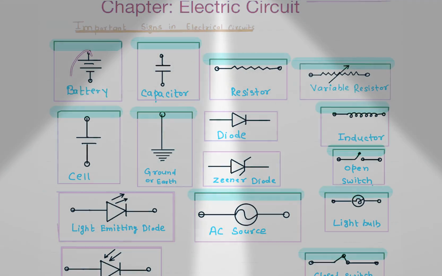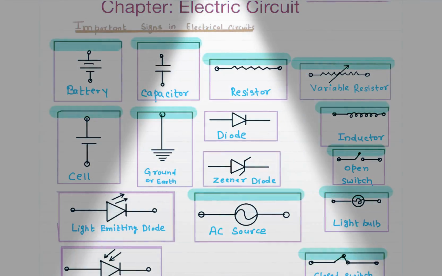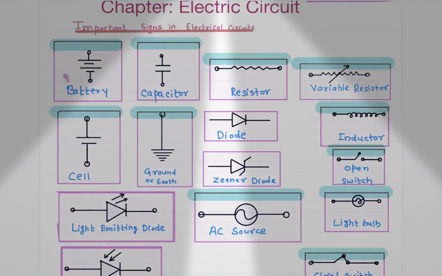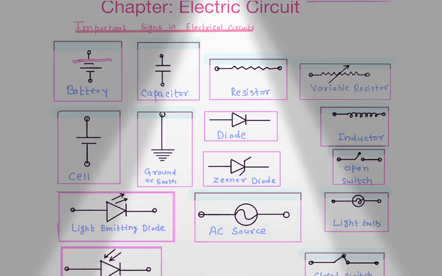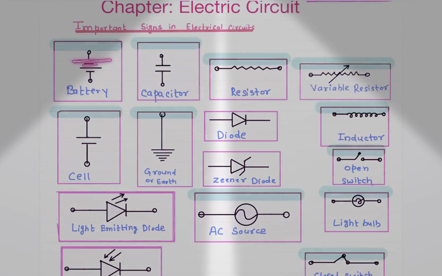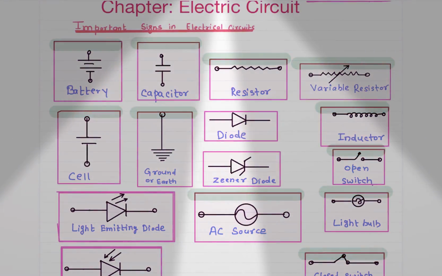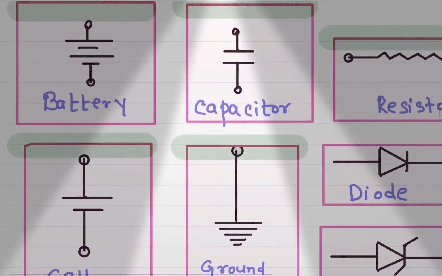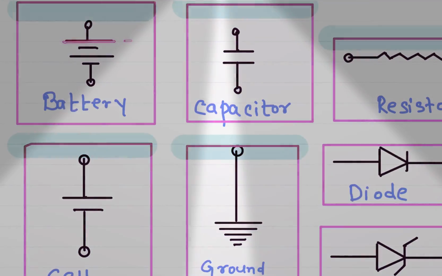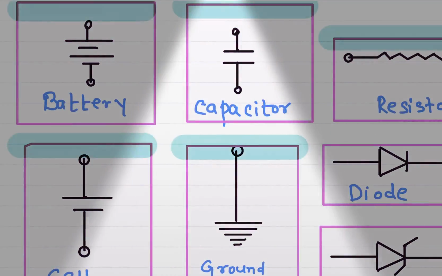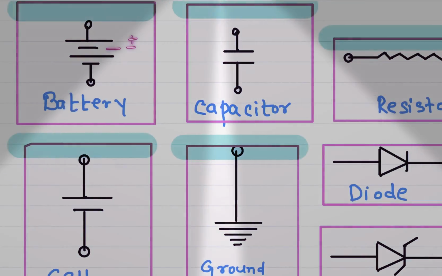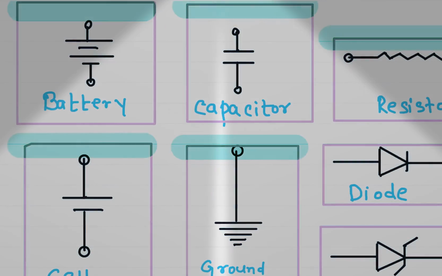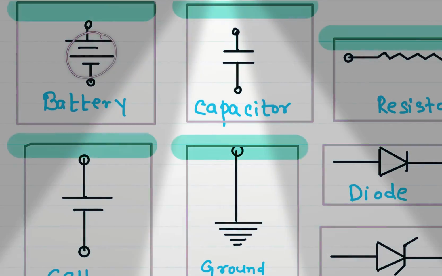When I say a battery, it is a combination of different cells. So it's one line, two lines, and these two lines are of unequal length. The longer line is the positive terminal, and the smaller one is the negative terminal. So this is the positive, this is the negative, and all are connected in series here.